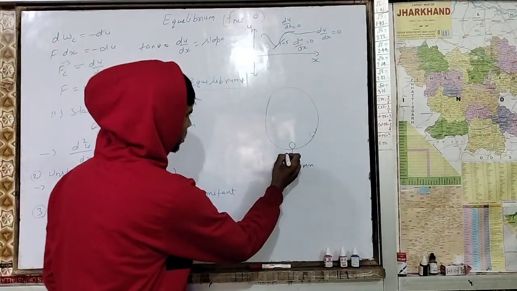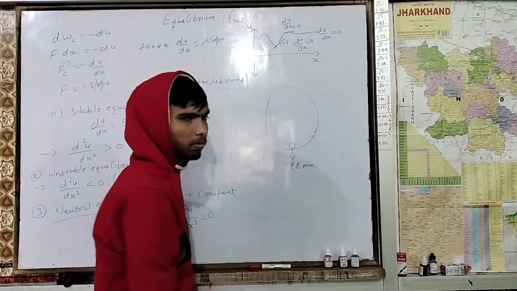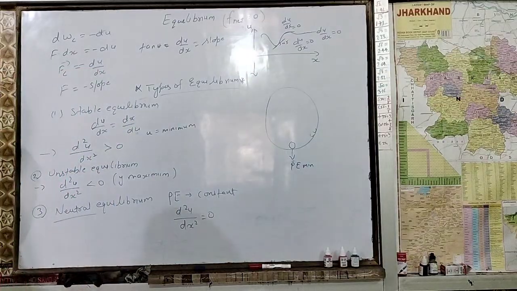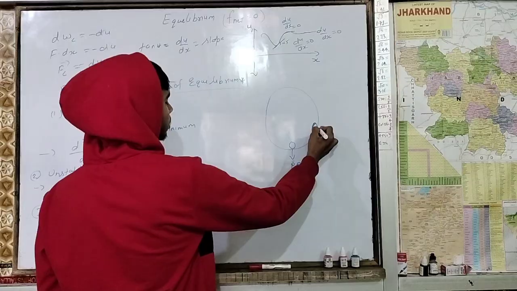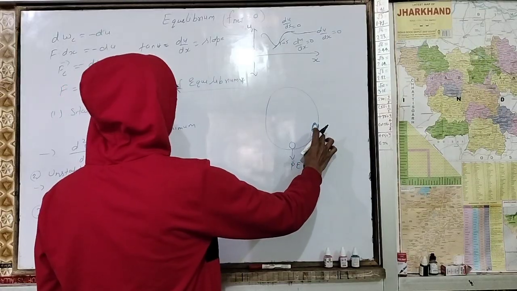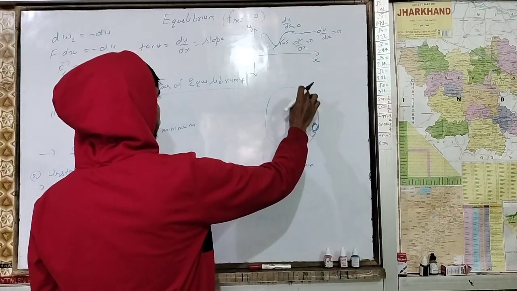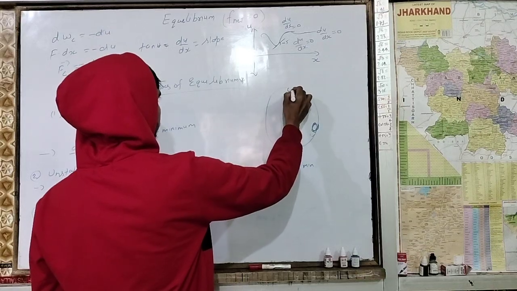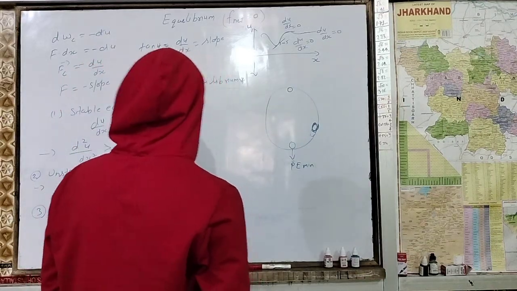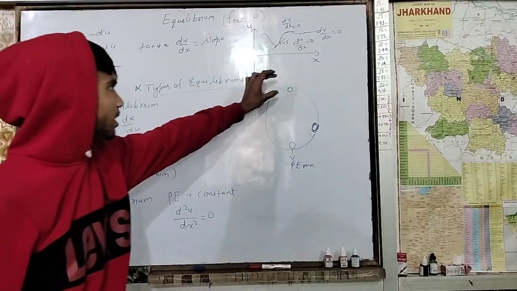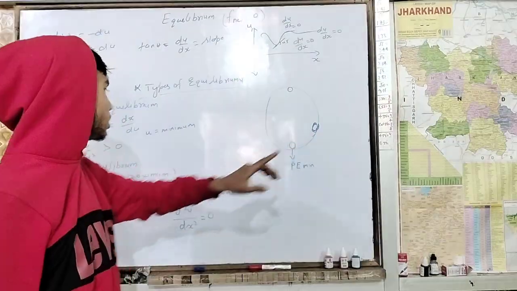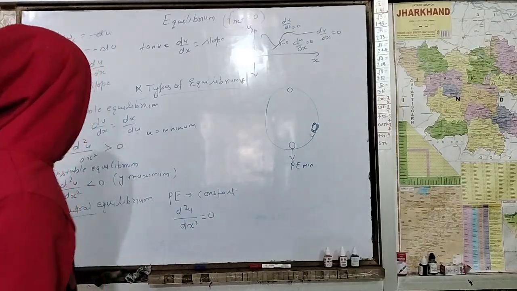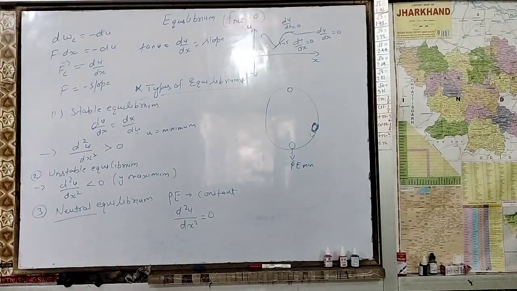Here you can say over here potential energy will be minimum, not over here. There is some height, but when this object is brought over here, potential energy will be more. So this will be known as unstable equilibrium, this will be known as stable equilibrium, and this will be known as neutral equilibrium, where potential energy is 0.